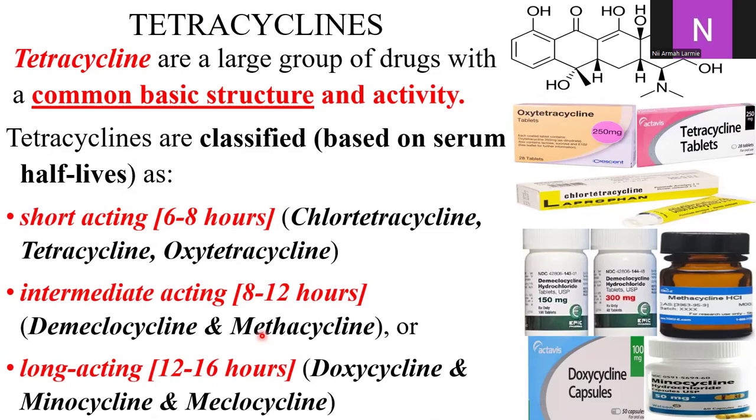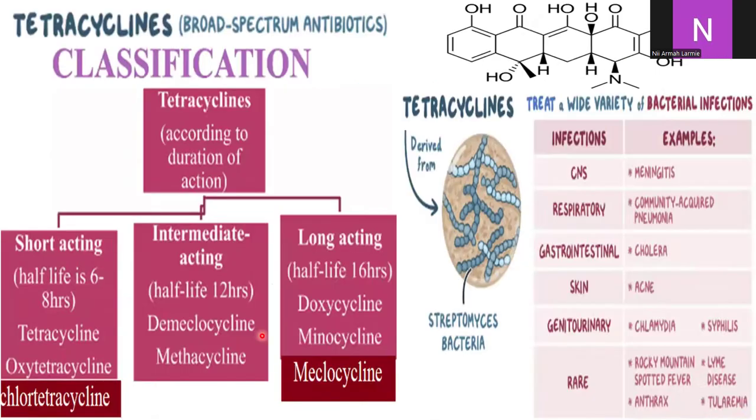Tetracyclines are generally described as broad-spectrum antibiotics, meaning they have effect on both gram-positive and gram-negative organisms. They are used in a variety of bacterial infections. Again, as we stated earlier, they work through the 30S ribosome. By inhibiting the 30S ribosome, they are able to exert their effect.